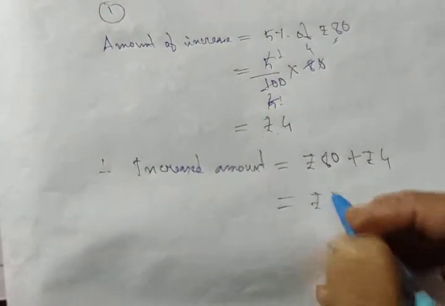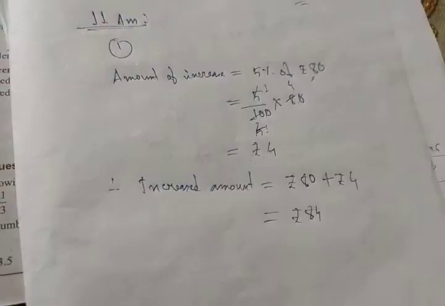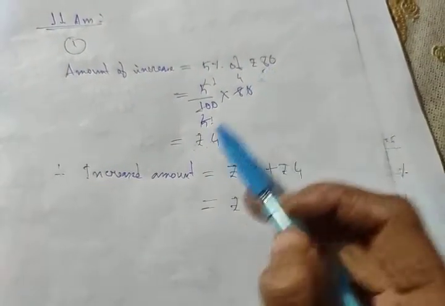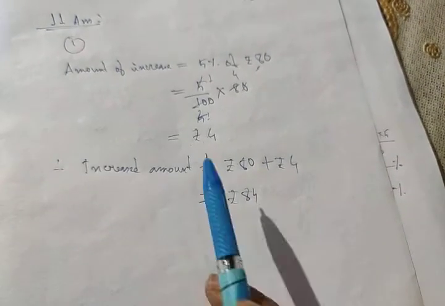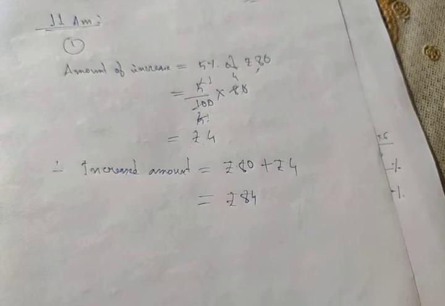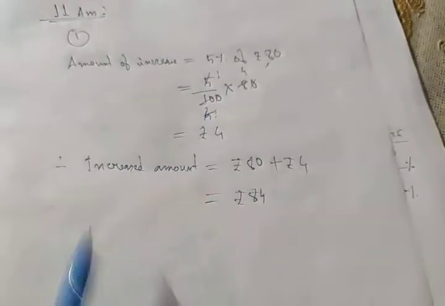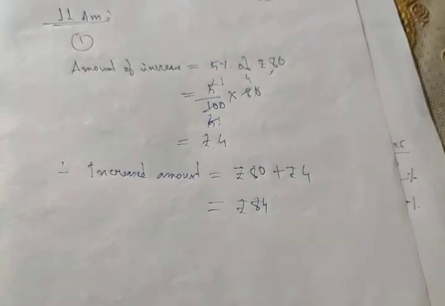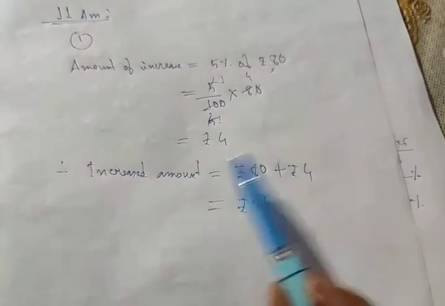So rupees 80 plus rupees 4, that means rupees 84. Now, one thing to remember: why are we adding 80 and 4? Because in the question it is given that this is increased. Increased means more. But if it is said as decreased, then what is the meaning of decrease? Decrease means less. So then we need to subtract there.